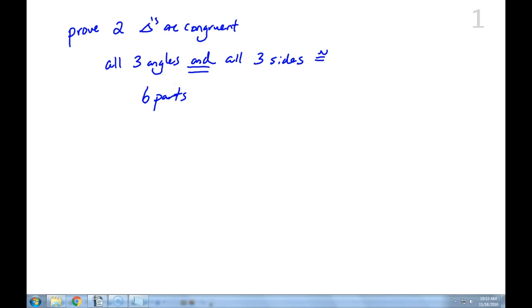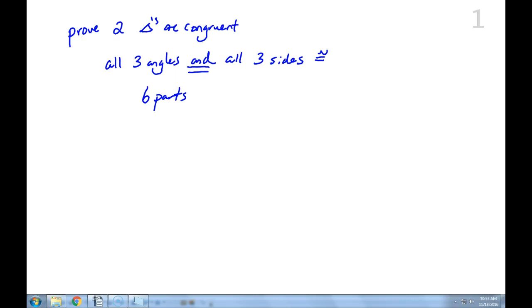It's got to be an exact clone of itself, which in a proof is kind of difficult because that means you've got to come up with 6 different congruency statements throughout the proof. Well, it turns out that there are actually some shortcuts. You don't always need 6. Sometimes you only need 3, but you have to get the right 3.